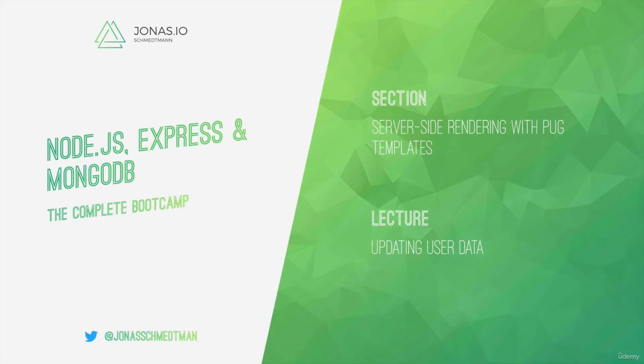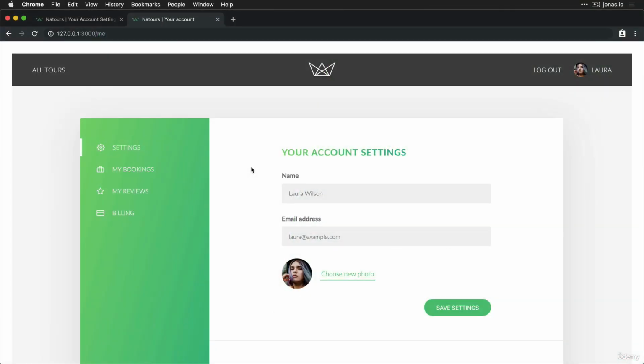Let's now use the user account page in order to allow users to update their data. So what we're going to do is to allow the user to update both the name and the email address for now. And we will add the user photo here a bit later in the next section. Okay? Now there are two ways in which we can do this.